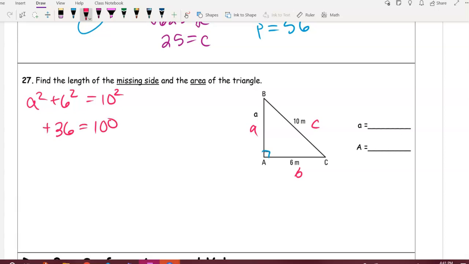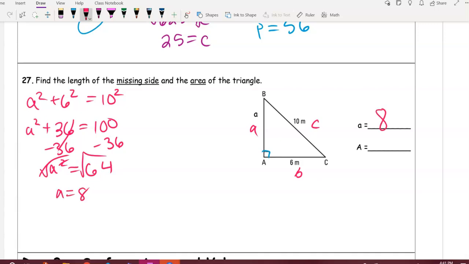10 times 10 is 100. We subtract the 36. 64. Oops. 64. Then we take the square root. Square root of 64 is 8. So the missing side is 8.